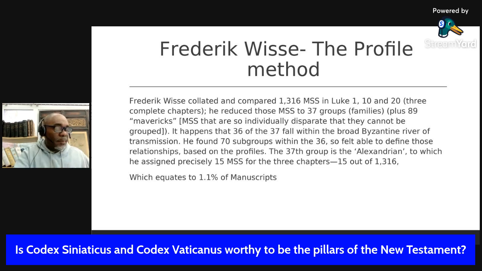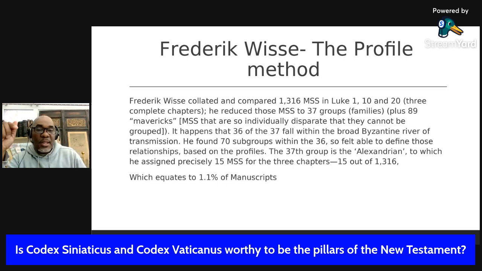Frederick Wisse, I have that book here. A really good, complex book, but very good. He collected 1,316 manuscripts, though others say 1,356. He uses test readings, Luke 1, Luke 10, and Luke 20, three complete chapters. Looking at the variants, he reduced those manuscripts to 37 groups or families, plus 89 mavericks, manuscripts so individually apart that they cannot be grouped.